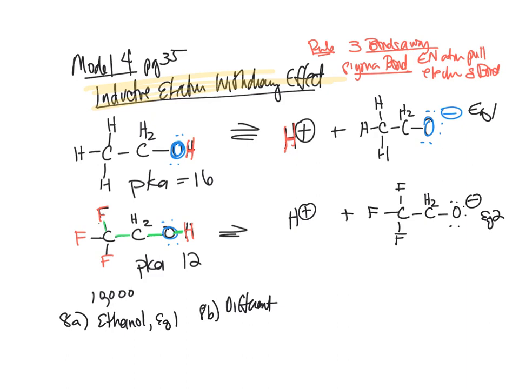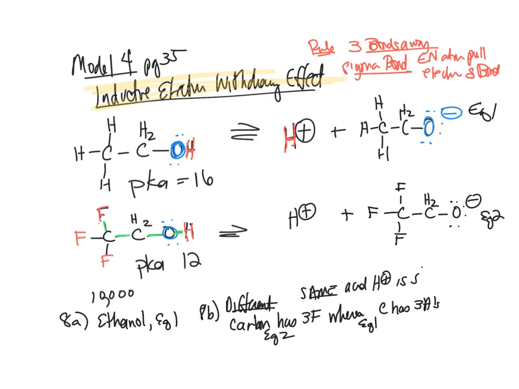Okay, 8B, different. Well, one carbon has 3 fluorines, that's equation 2, whereas in equation 1, the carbon has 3 hydrogens. That's what's different. What's the same? The acidic proton is still on oxygen. Okay, C. Consider the conjugate base in equation 2. The electrons in the covalent carbon-fluorine bond should be equally or unequally shared. Do you remember your dipole moment?